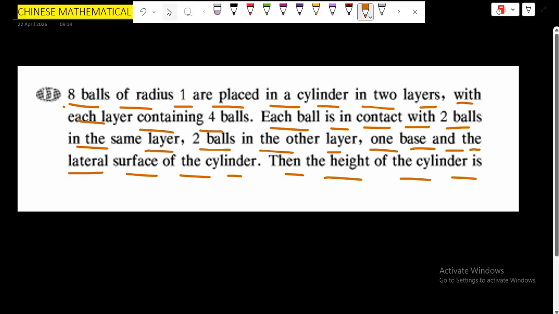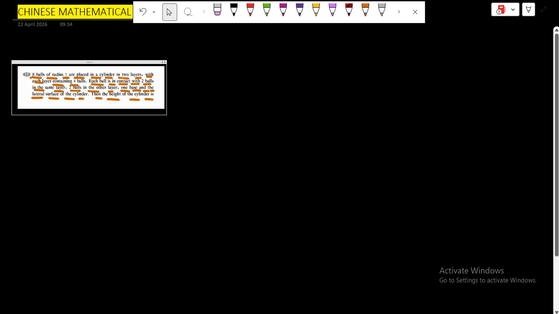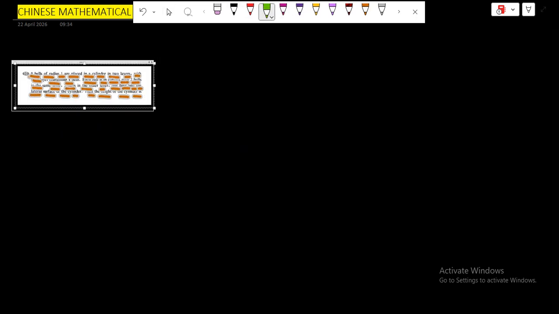Okay. So we will solve this question. Imagine you are working at a tennis ball factory, but the boss is a math genius who hates simplicity. So he gives you 8 balls and a cylinder of radius 1. Now, 2 layers of 4. Every ball is a social butterfly. It touches its neighbors and the balls upstairs or downstairs, the wall and the floor. And our goal: find the height of this cylinder.